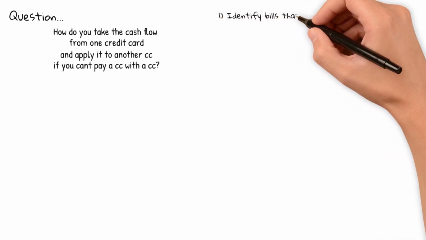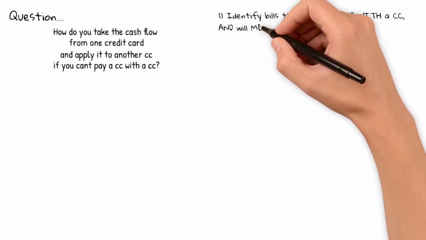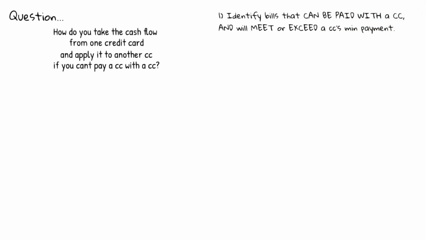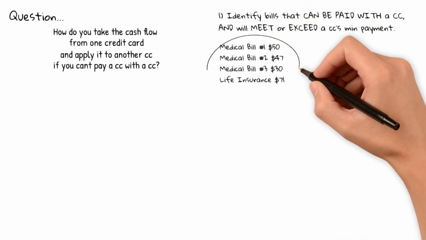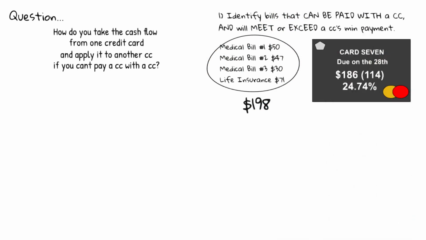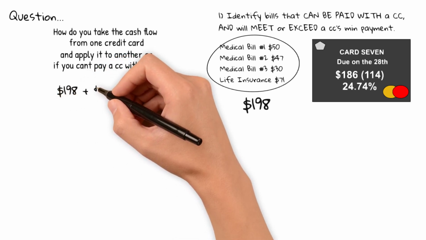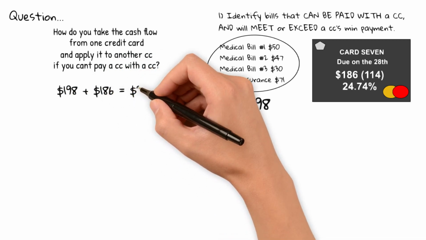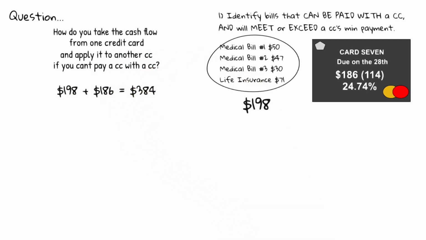Okay, so this is what I do, you guys. I identify the bills that can be paid with a credit card and will meet or exceed a credit card's minimum payment. For example, I have medical bills one, two, and three, and life insurance. Those four bills come to a total of $198. And then I have a credit card payment that's due of $186. Okay, so the old way of doing it was I would be paying for those four individual bills, the $198, coming out of my checking account. And then coming out of my checking account is a payment for the 186. So I've been paying both sets of bills and losing money, not making a dent in my debt whatsoever.